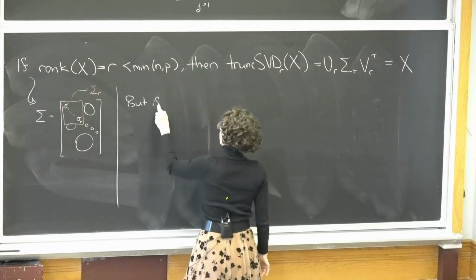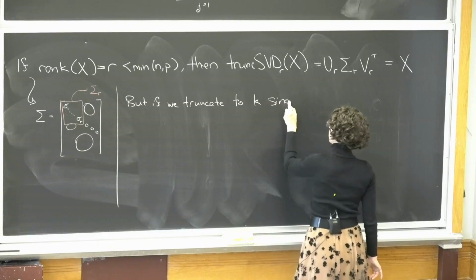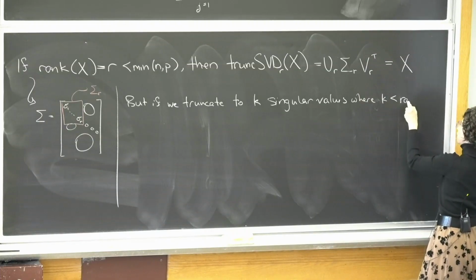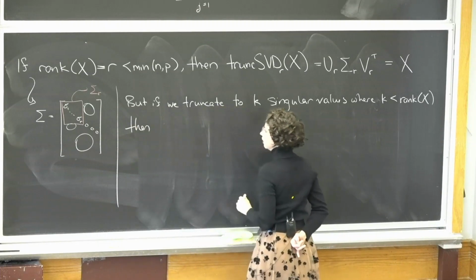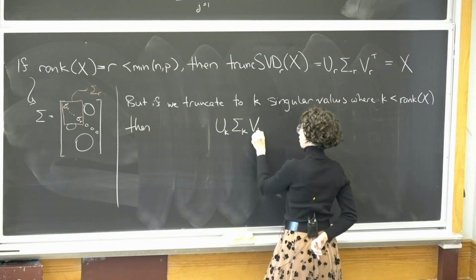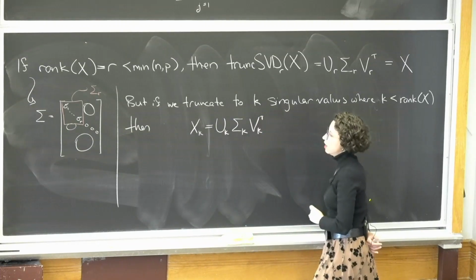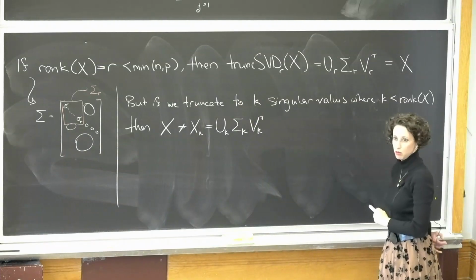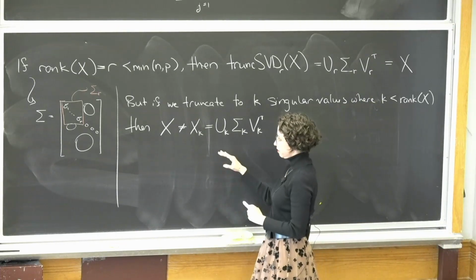But if we truncate to K singular values, where K is less than the rank of X, then we would have a truncated singular value decomposition, U_K Sigma_K V_K transpose. And I'm going to call this product X_K. And this is not going to be equal to X. It's going to be something a little bit different. We're going to talk about how different it is in just a minute.